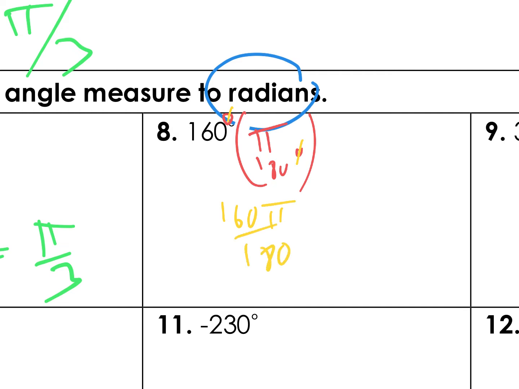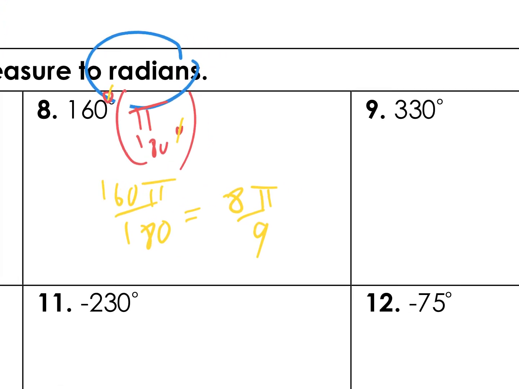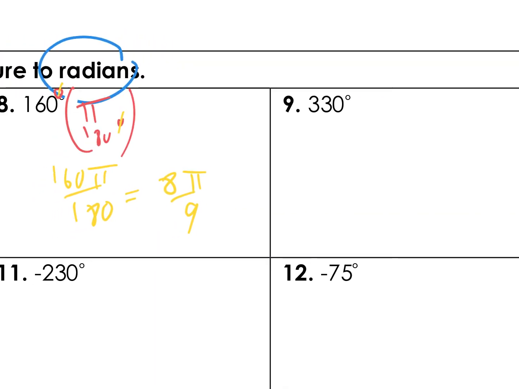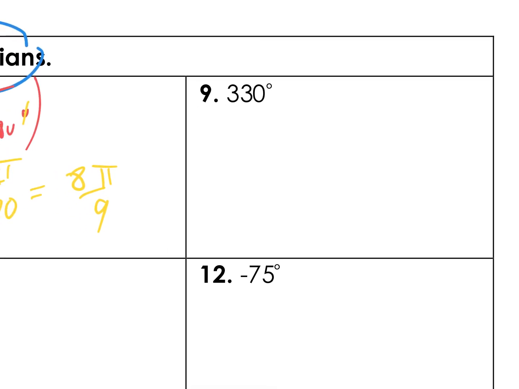I'm just saying it would be easy to just plug the 160 over 180 into the calculator. How much? 8 pi over 9. There you go. 8 pi over 9. That's one I've never memorized, and I don't think I'm going to memorize it today either. Can we just leave it at 160 over 180? Or like 160 pi over 180? You know what I'd like you to do. Reduce.